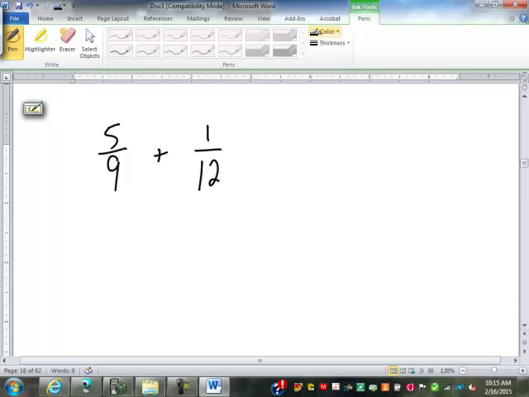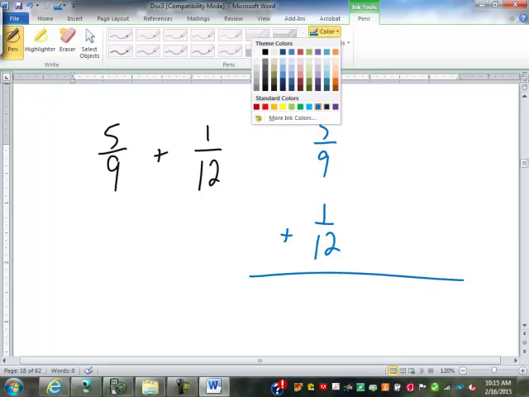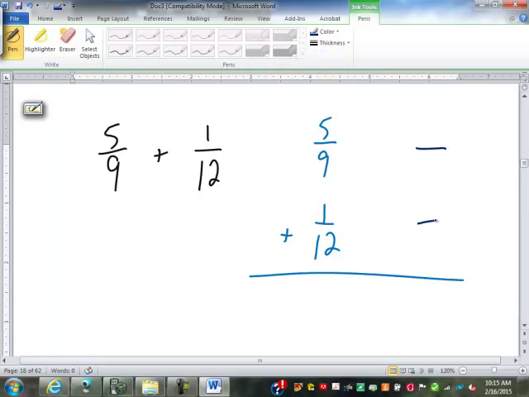Something like this. 5/9 plus 1/12. You can find the common denominator. Well, we could mess around with the 9 and 12 and find the least common denominator, by the way, would be 36. But if you're messing around with it, I put these up there intentionally. Those are tough numbers to find a common denominator. You can always just multiply them together. What's 9 times 12? It's 108.